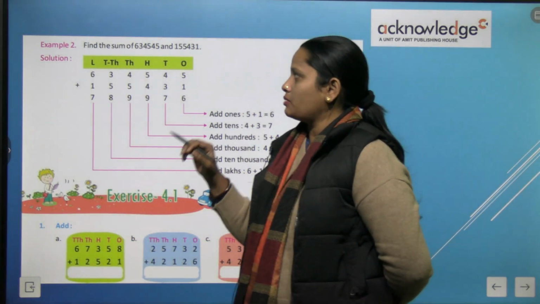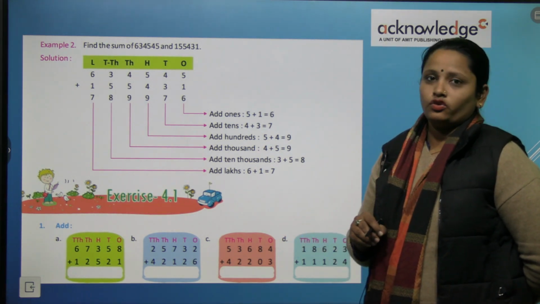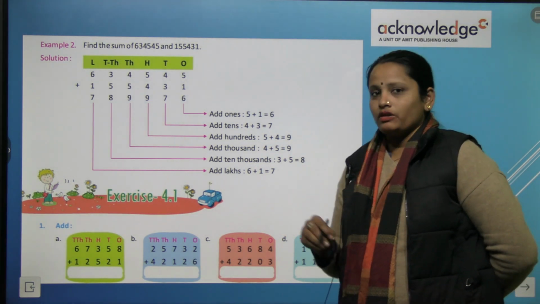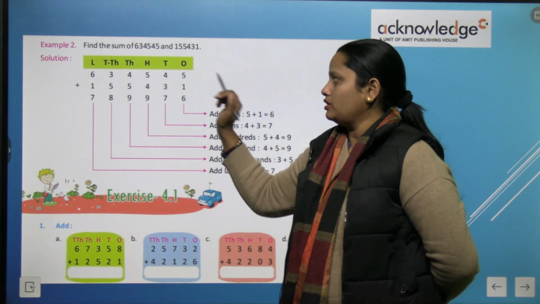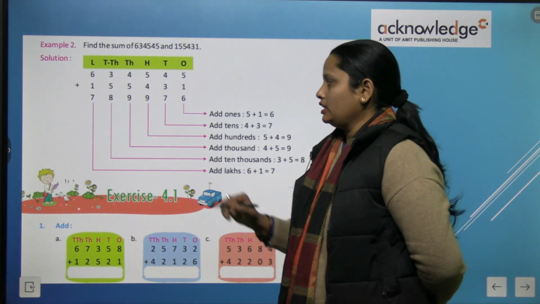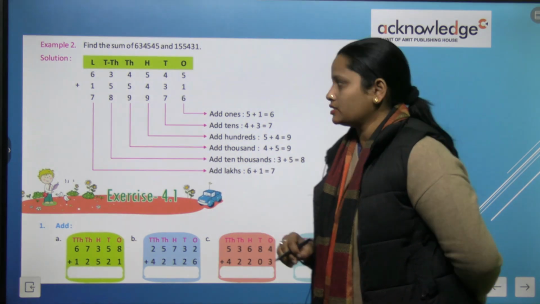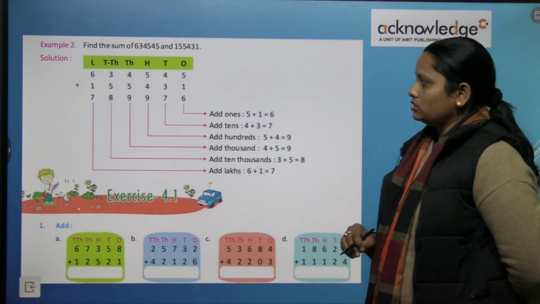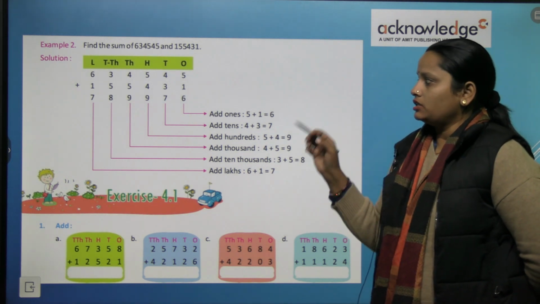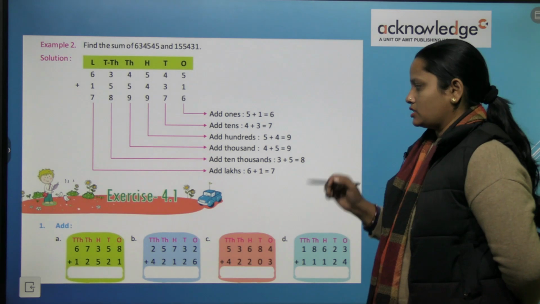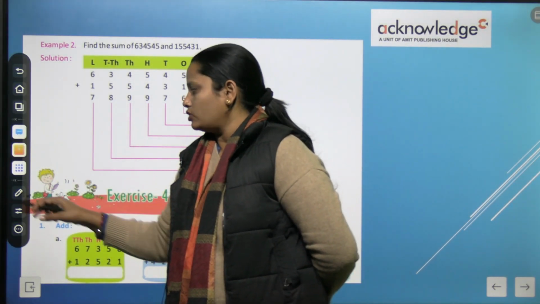Next, we have to find the sum of 634545 and 155431. So when we add these two numbers, we get 5 plus 1, 6, 4 plus 3, 7, 5 plus 4, 9, 5 plus 4, 9 again, 5 plus 3, 8 and 6 plus 1, 7. So here the answer is 7,89,976.